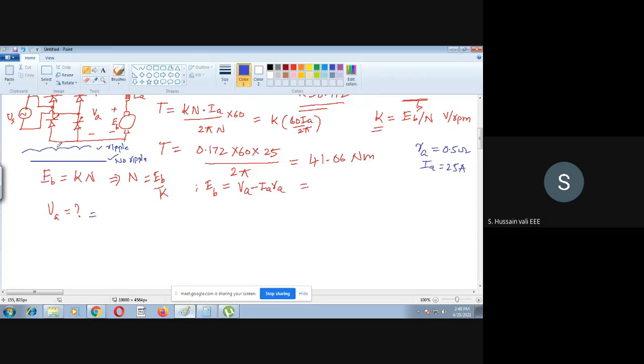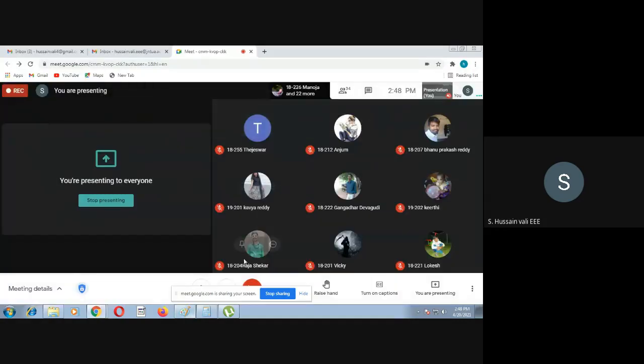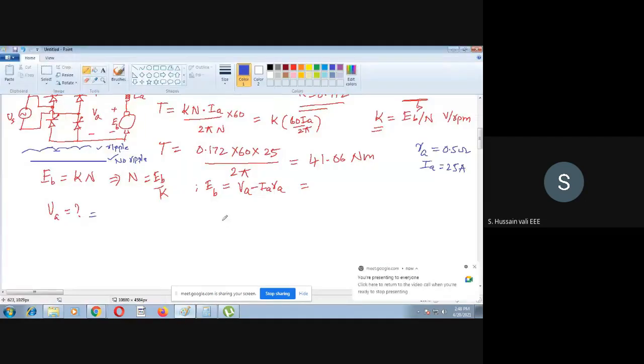Ripple in the sense the value changes from one value to another. It decreases, increases, decreases, increases. This you call it has ripple. Whereas no increment, no decrement, it's a constant, you can call it ripple free. So that data he has given. So it means indirectly he said it is a continuous conduction mode.